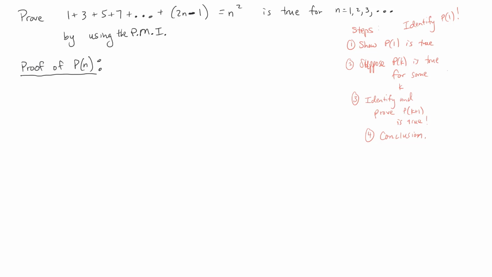We gotta first show that P of 1 is true. If you're having trouble identifying it, you're not alone. P of 1 is often somewhat trivial. So what does P of 1 look like? P of 1 is this equation, 1 equals 1 squared. For this particular case, there's really not much work to show.